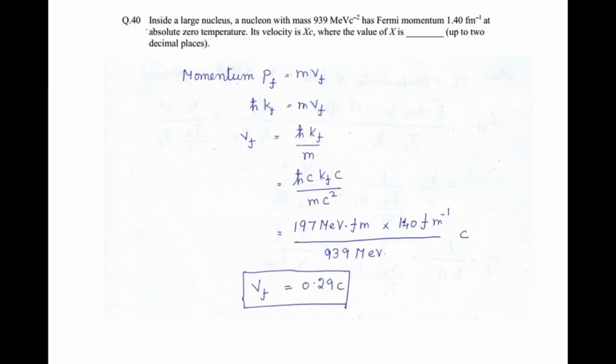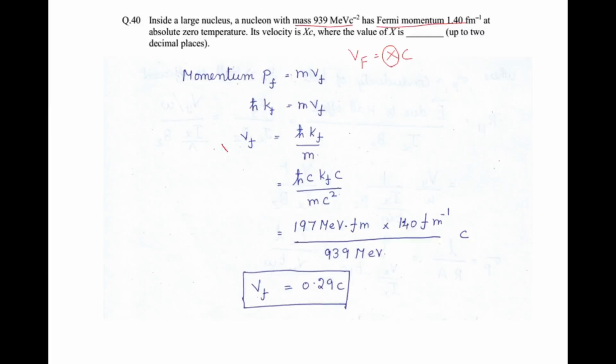Question. Inside a large nucleus, a nucleon with mass 939 MeV per c square has a Fermi momentum of 1.4 Fm inverse at absolute zero temperature. Its velocity is x into c, where the value of x is dash. So in the question, they have taken a large nucleus and they have provided us the mass of the nucleon and also the Fermi momentum value. They have said velocity is equal to x into c. They have asked us to find what is the value of this x.